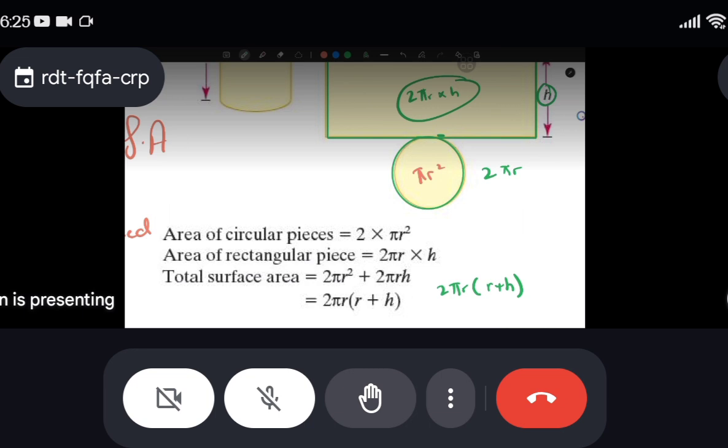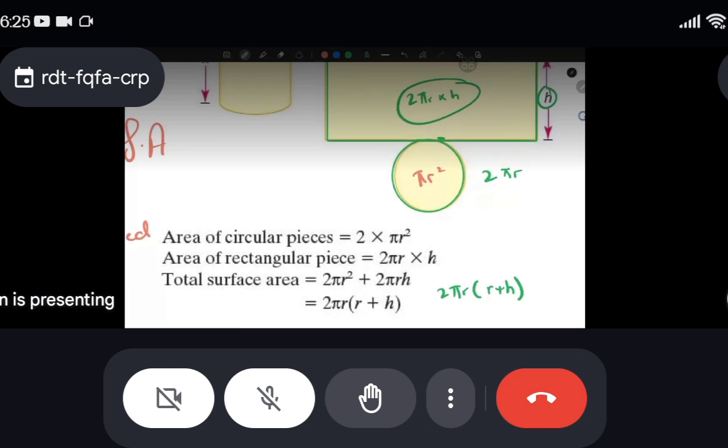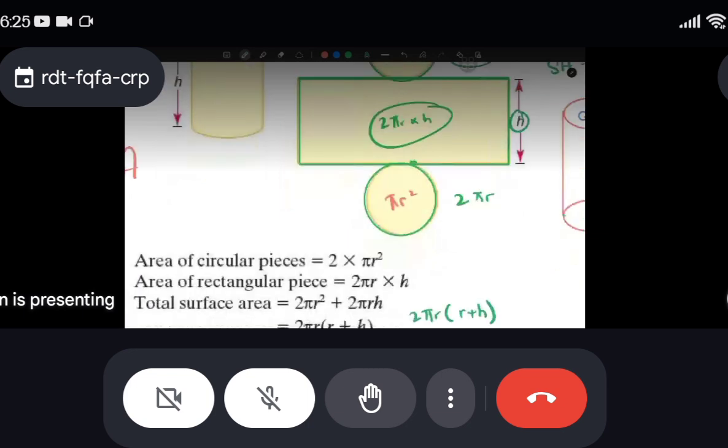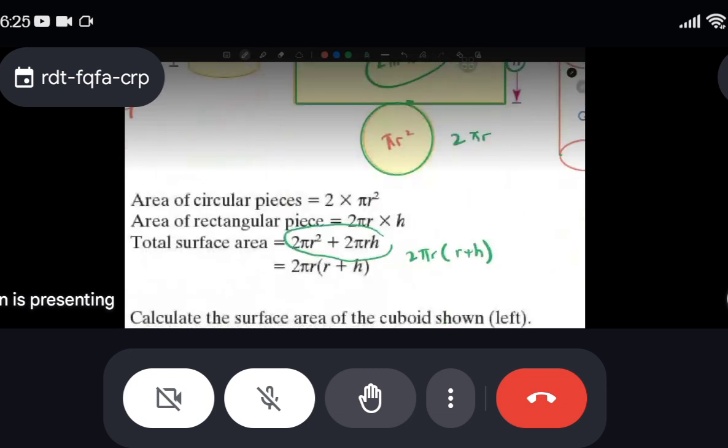However, I would say remembering this is easier because you remember how the net diagram is built, right? And it's broken down into its components. So I think it's better that you remember this, and from this you can obviously derive this. Okay, sir.